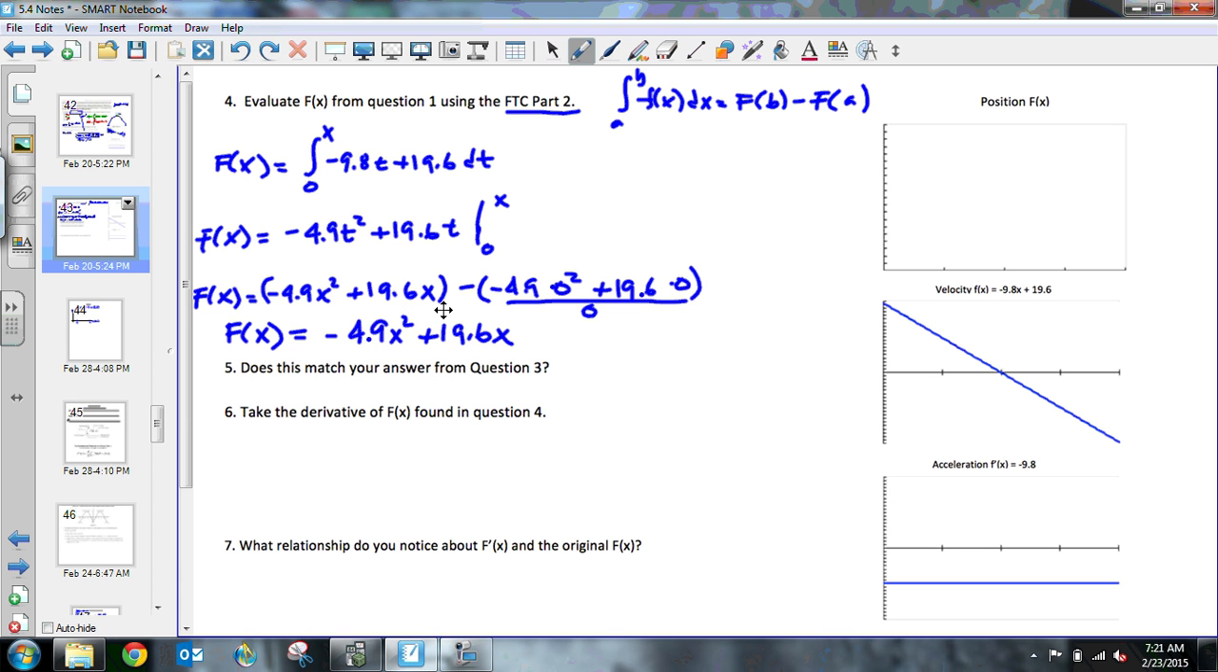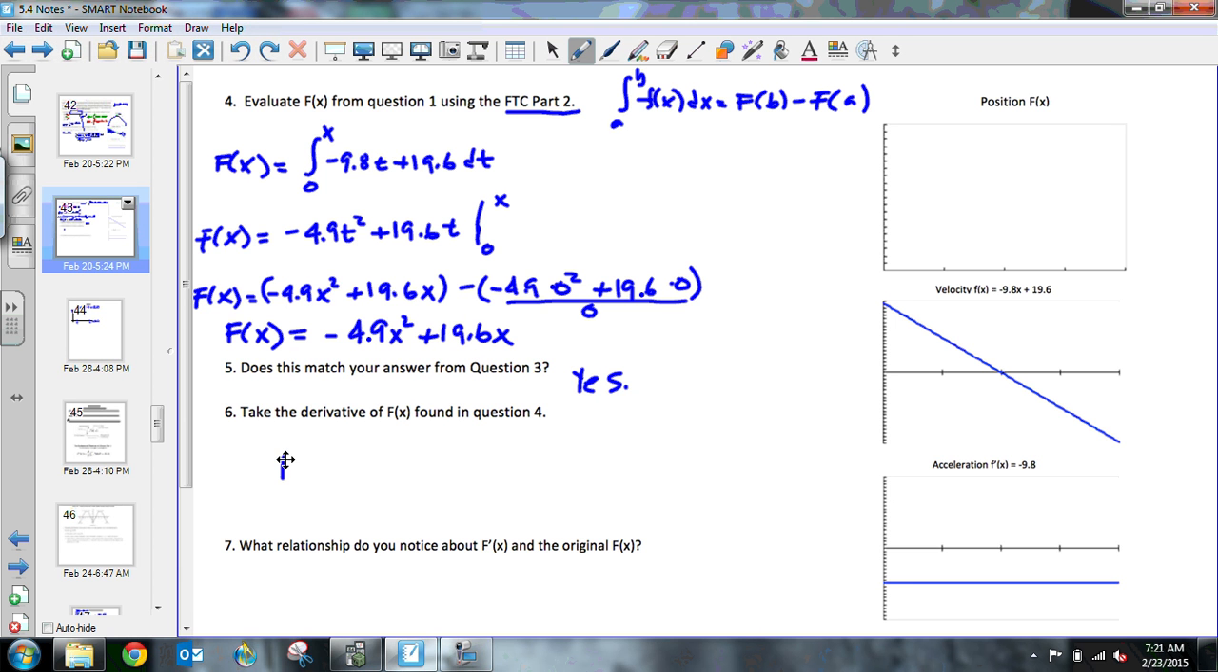The thing I want you to realize here is that we already kind of knew what this was going to be. We figured that out already, but now we did it using the Fundamental Theorem of Calculus, with this integral-based function. Does this match your answer to question 3? Yes, it does. Now, here's what we want you to do.